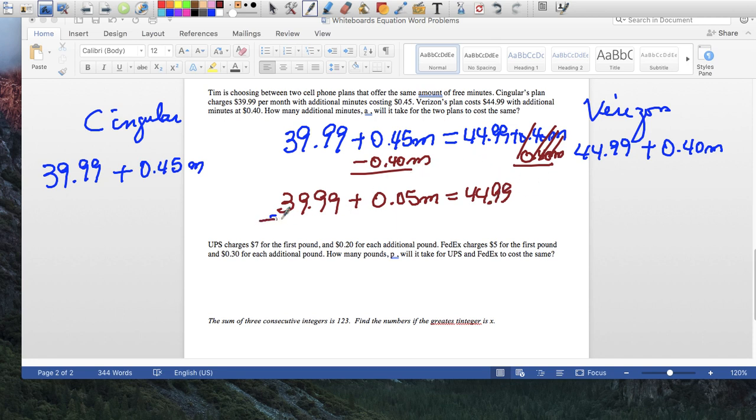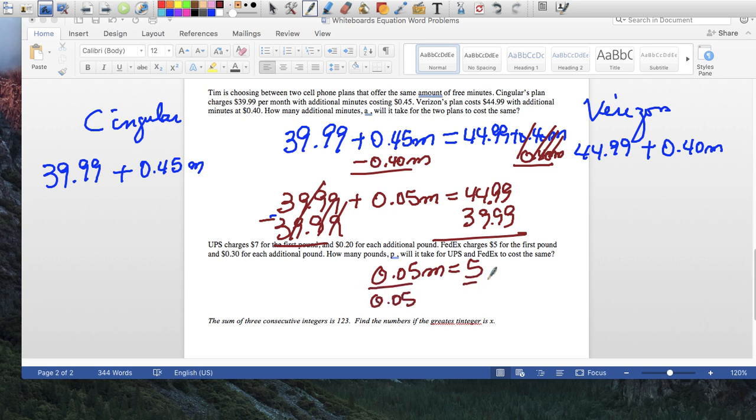I'm going to subtract 39.99 on both sides. And if I do that, this goes bye-bye. I have 0.05m equals 5. Divide both sides by 0.05. And I'm going to get that m is 100. So what does this 100 mean? And I want to show you what that 100 means.